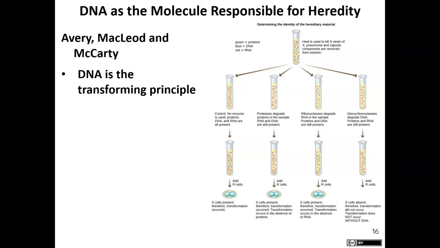But in the last experiment, they added deoxyribonucleases. So there was still protein and RNA in the solution. They added their rough strain of Streptococcus pneumoniae, and what they found was that there was no transformation. So you did not have those smooth living cells. The only time you have smooth living cells is if DNA is available to enter the rough cells. So DNA has to be the transforming principle.